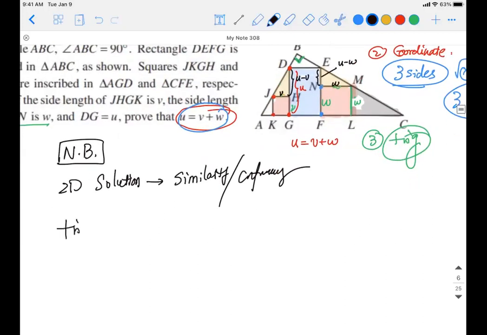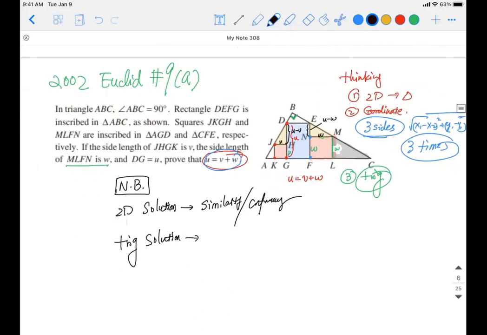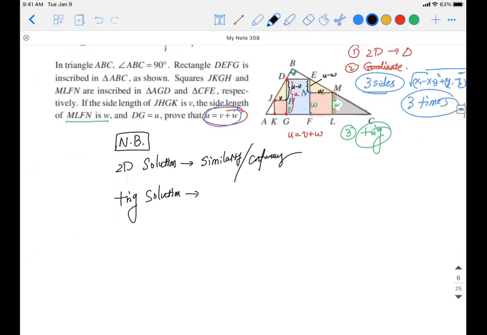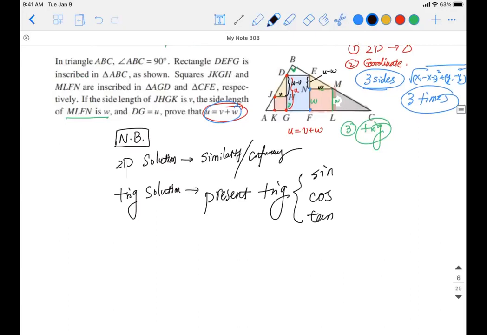However, when you want to deal with the trigonometry solution, similarity and congruency are not the most important thing. The most important thing is you want to present how this trigonometric expression looks, how the sine, cosine, or tangent looks. You want to do the same thing for different triangles. And as long as these two triangles have the same angle, these two trigonometric presentations should be the same. This is a very important approach. In the trigonometry solution, you're no longer dealing with similarity and congruency, which is not important.